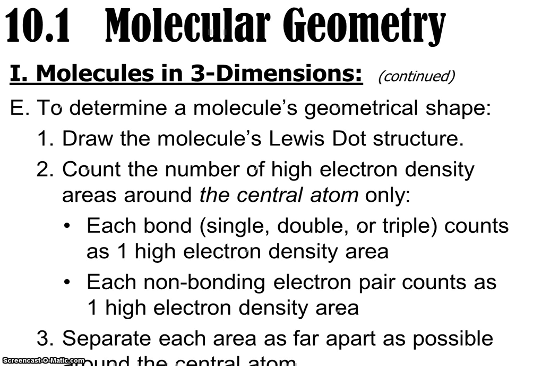So you're going to look at each number of bonds around the central atom, so single, double, or triple bonds. They all count as one high electron density area, or one area where there are a lot of electrons that are densely packed together. Each of the non-bonding pairs of electrons on the central atom also counts as one high electron density area. So once you've counted the total number of bonding and non-bonding electrons, or these high electron density areas, you're going to use geometry to separate each area as far as possible around the central atom.